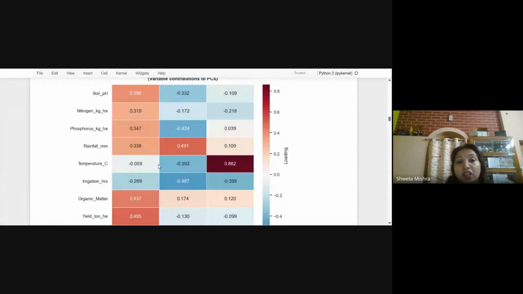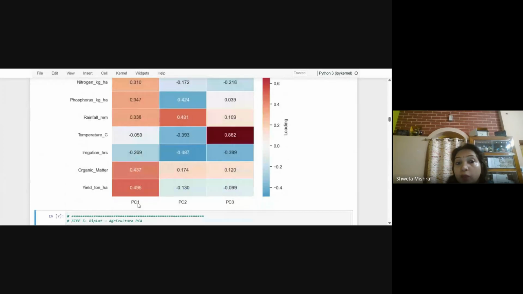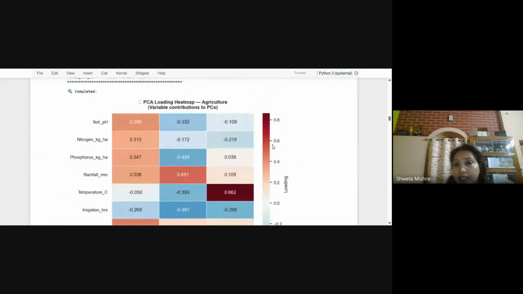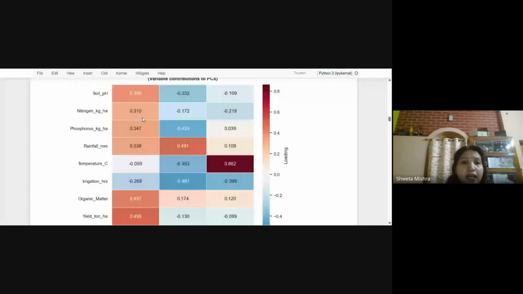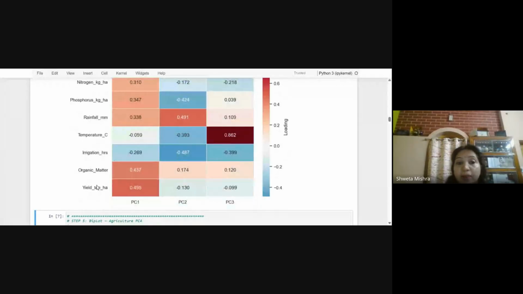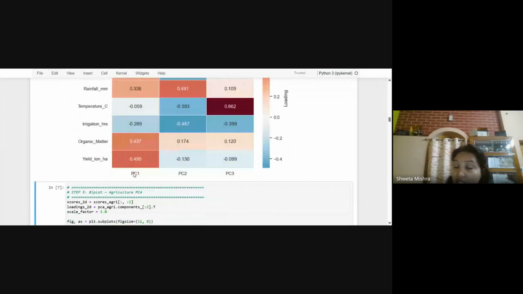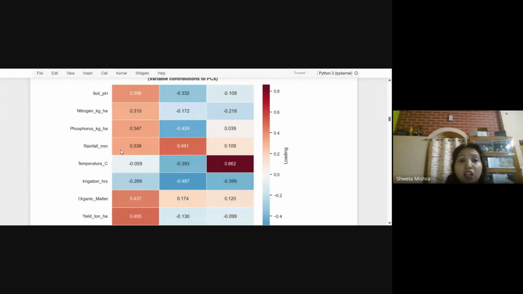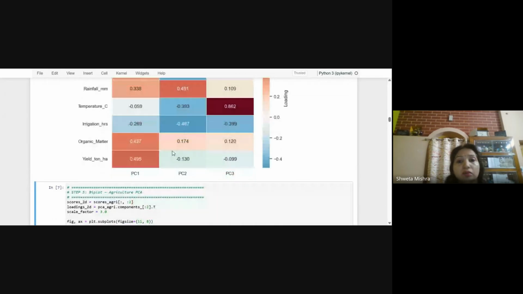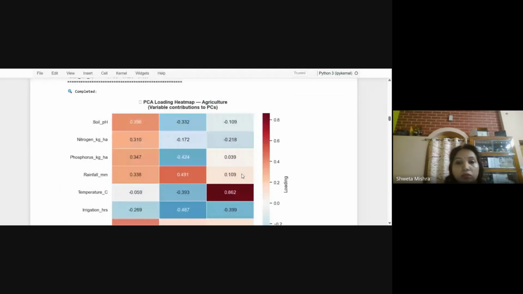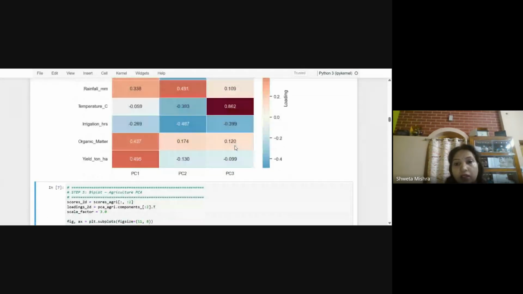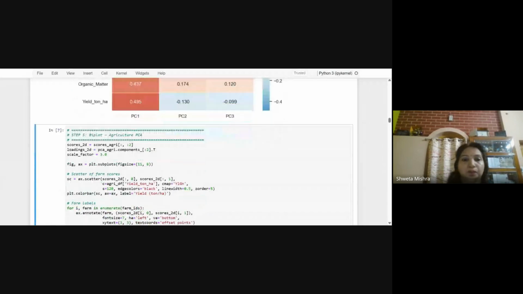So here you can see how the principal components relate to the variables. The highest values are soil pH, nitrogen, phosphorus, rainfall, organic matter, and yield. These are involved in PC1, while PC2 focused on rainfall and organic matter, while PC3 focused on temperature and organic matter.